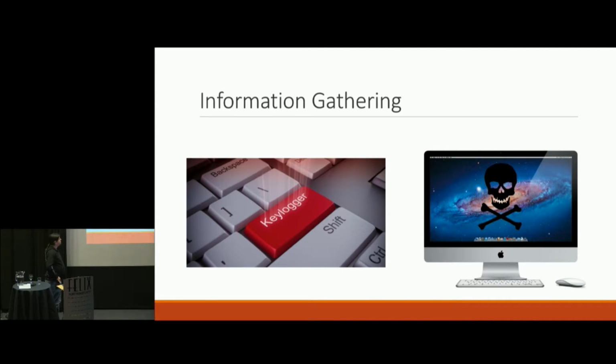So malware as well is a great way of doing information gathering. Did anyone see Niall's talk earlier? He was talking about some of the ways that you can inject malware onto people's machines to take screenshots or log keys that they're pressing.